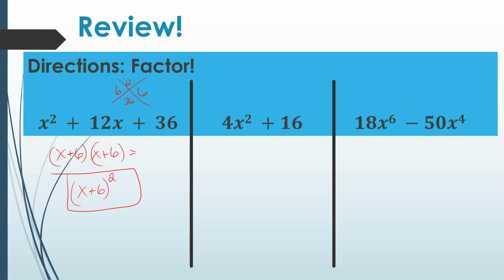For x squared plus 16. Well, I got an addition sign there, which means this is not difference of squares. So the only thing I can really do is look for the greatest common factor. Both of these terms are divisible by 4, so 4 would be my GCF. That leaves me with x squared plus 4.